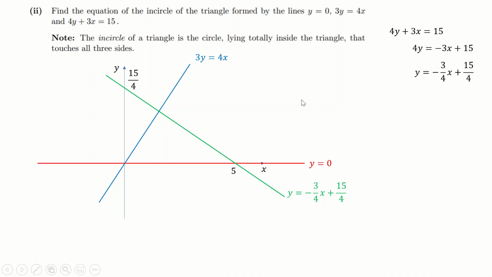Now, I might also want to note that this gradient, remember, was 4/3, this line's, and this line's gradient is -3/4. So these two lines are actually perpendicular. So there's a right angle in there. And that's the kind of thing that you want to be spotting on questions like this, because you never know, that could really help you out. Now the incircle of a triangle is the circle totally inside the triangle, which touches all three sides.